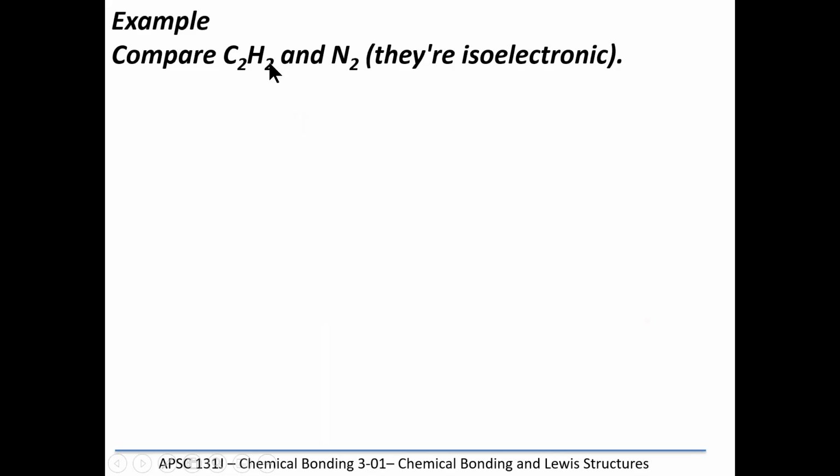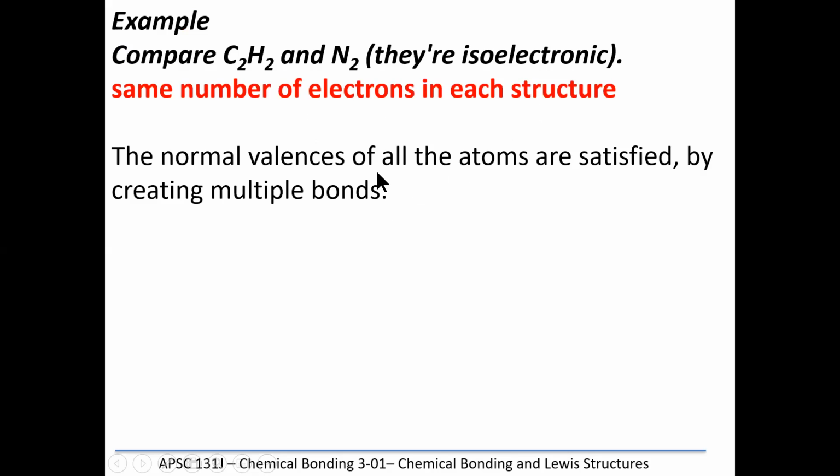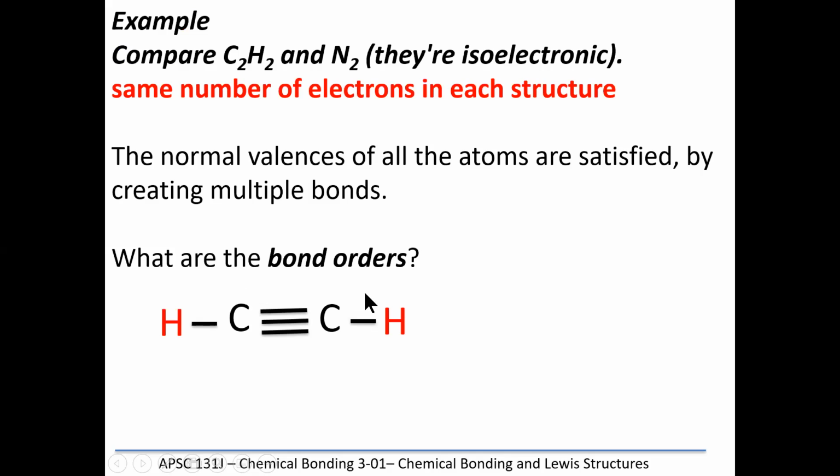Now, these 2 molecules are isoelectronic. What does that mean? It means they have the same number of electrons. Each nitrogen has 5 electrons involved in bonding, so there's a total of 10 electrons. Each carbon has 4 electrons involved in bonding for a total of 8. Each hydrogen has 1 electron involved in bonding for a total of 10. So we can see they each have 10 electrons involved in bonding. That's why they're isoelectronic.